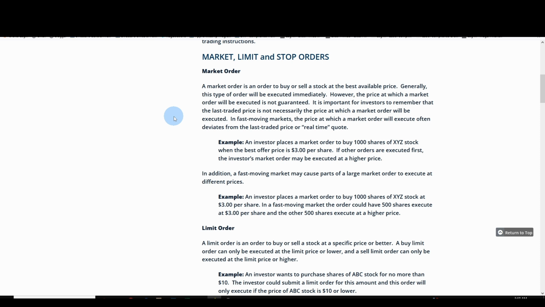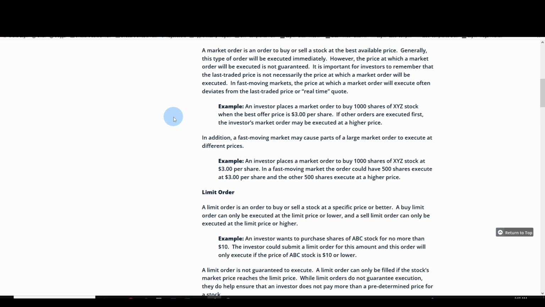In fast-moving markets, the price at which a market order will execute often deviates from the last traded price or real-time quote. For example, an investor places a market order to buy 1,000 shares of XYZ stock when the best offer price is $3 per share. If other orders are executed first, the investor's market order may be executed at a higher price.